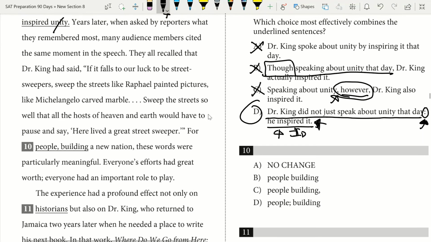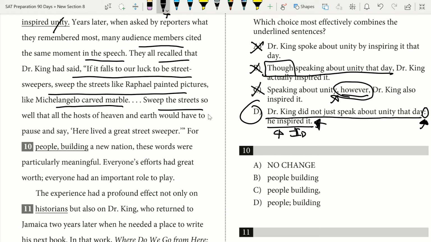All right, so we got: years later when asked by reporters what they remembered most, many audience members cited the same moment in the speech. They recalled when Dr. King has said, if it falls to our luck to be street sweepers, sweep the streets like Raphael painted pictures, like Michelangelo carved marble, sweep the streets so that all the hosts of heaven and earth would have to pause and say, here lived a great street sweeper.